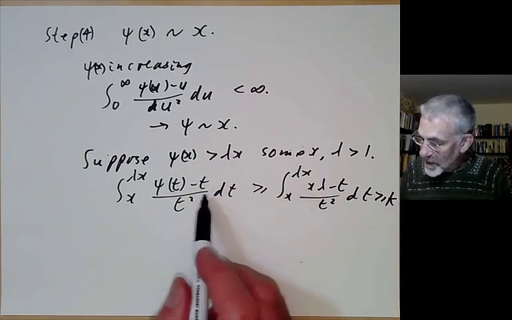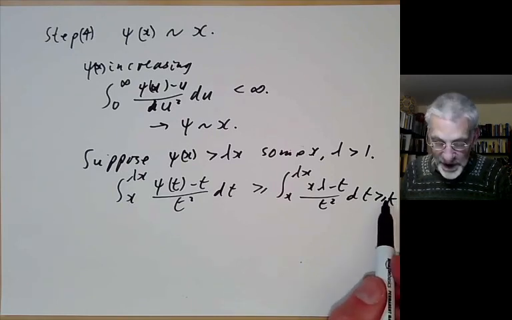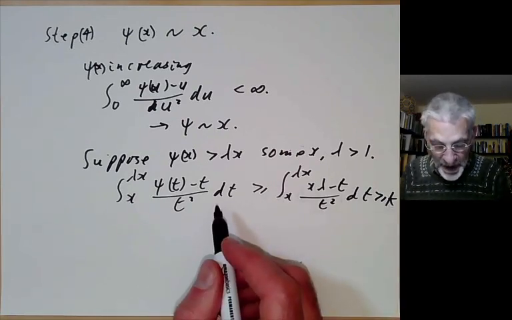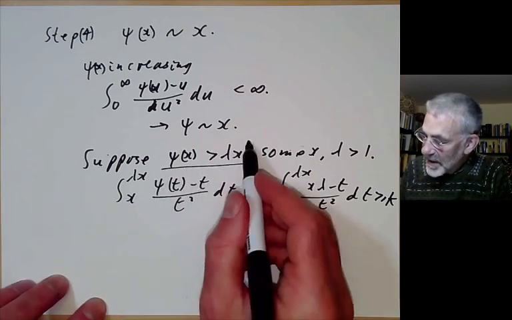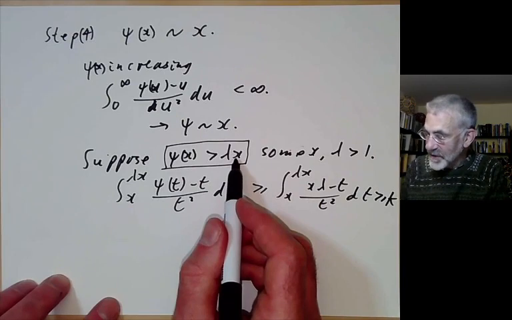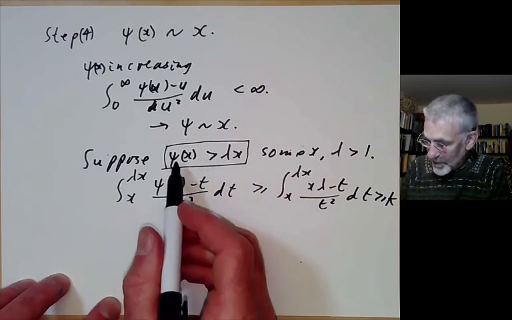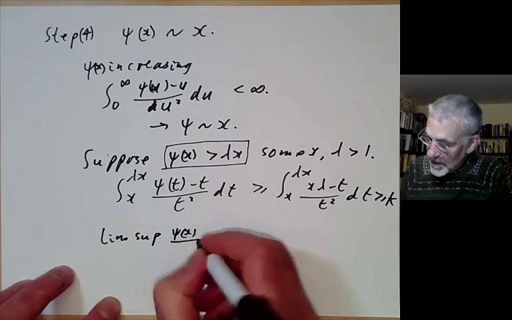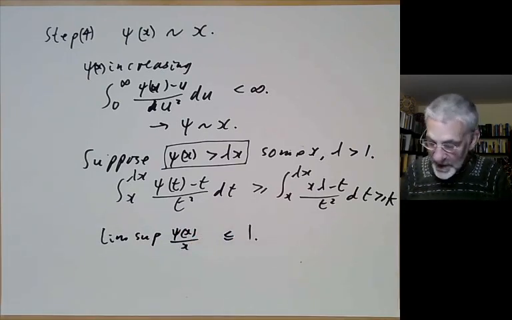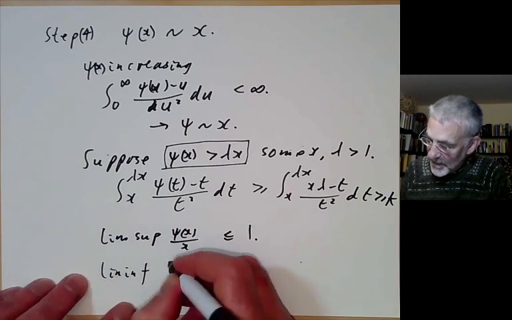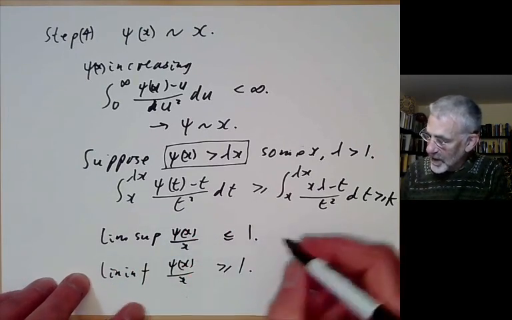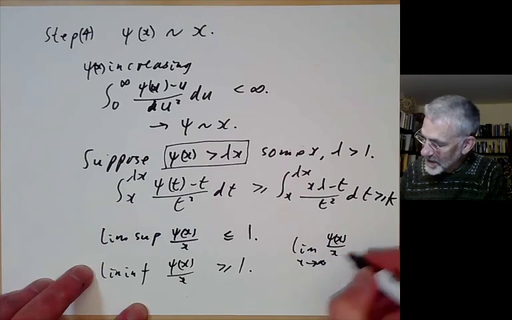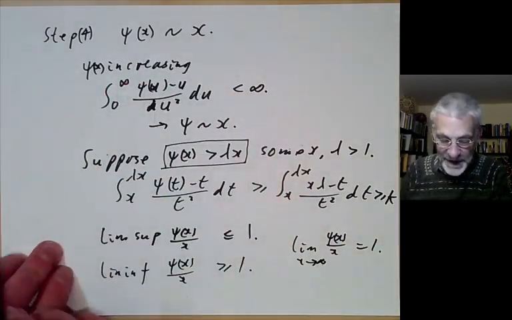So if the integral converges, this can't happen for arbitrarily many values of x, because then the integral will be bigger than k plus k plus k plus k plus k and so on. So this condition here can't happen for arbitrarily large values of x. So the limsup of psi of x over x is less than or equal to 1. A similar argument shows that the liminf of psi of x over x is greater than or equal to 1, which shows that the limit of psi of x over x as x tends to infinity is actually equal to 1, which is what we're trying to show, that psi of x is asymptotic to x.